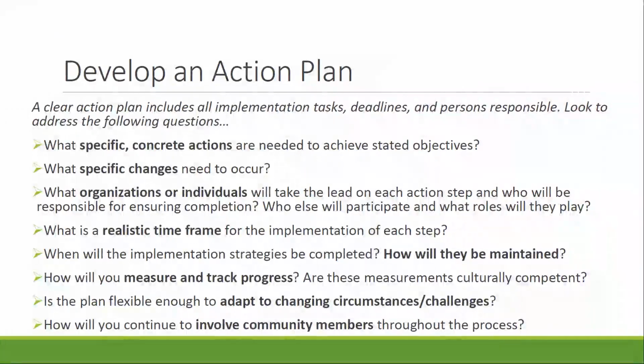What is a realistic time frame for the implementation of each step? When will the implementation strategies be completed? How will they be maintained? How will you measure and track progress? Are your measurements culturally competent? Is the plan flexible enough to adapt to changing circumstances and challenges? How will you continue to involve community members throughout the process?